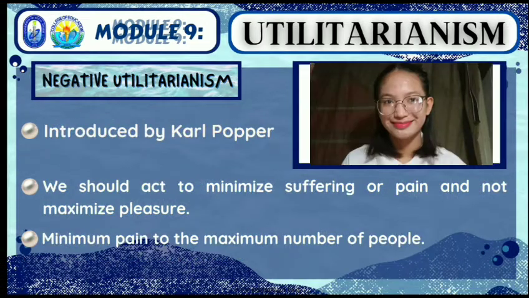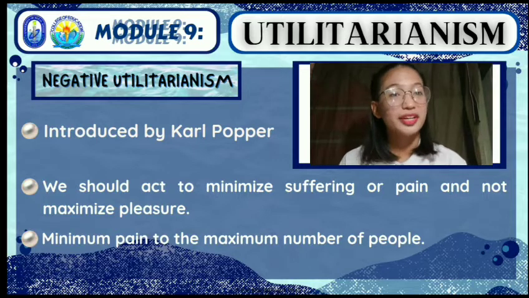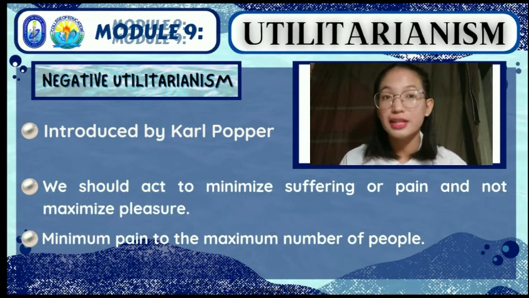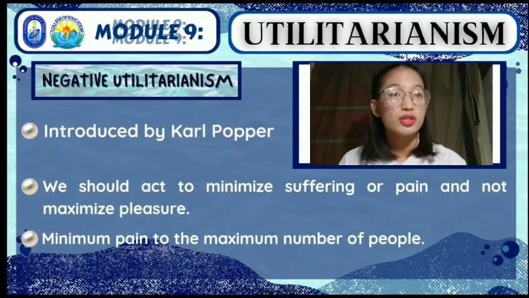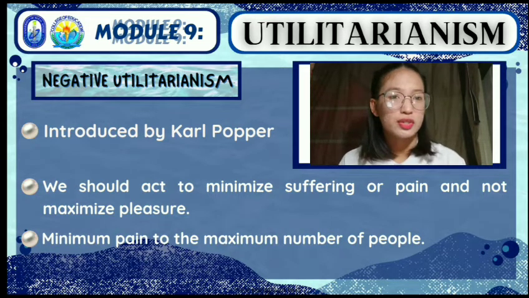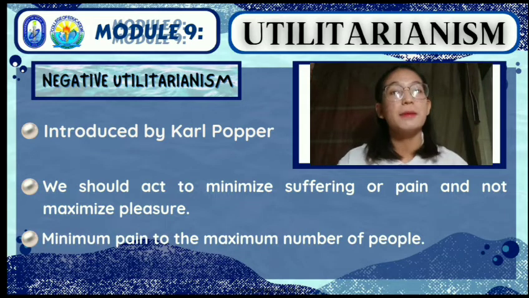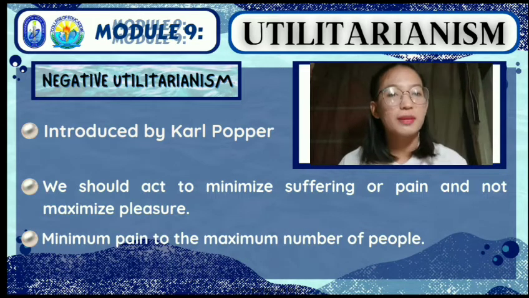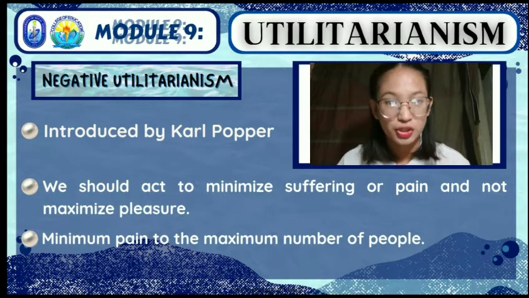Let us now move on to the third kind, which is negative utilitarianism, which was introduced by Karl Popper. According to him, he argues that the principle maximize pleasure should be replaced by minimize pain, which means that we should act to minimize suffering of pain and not maximize pleasure.